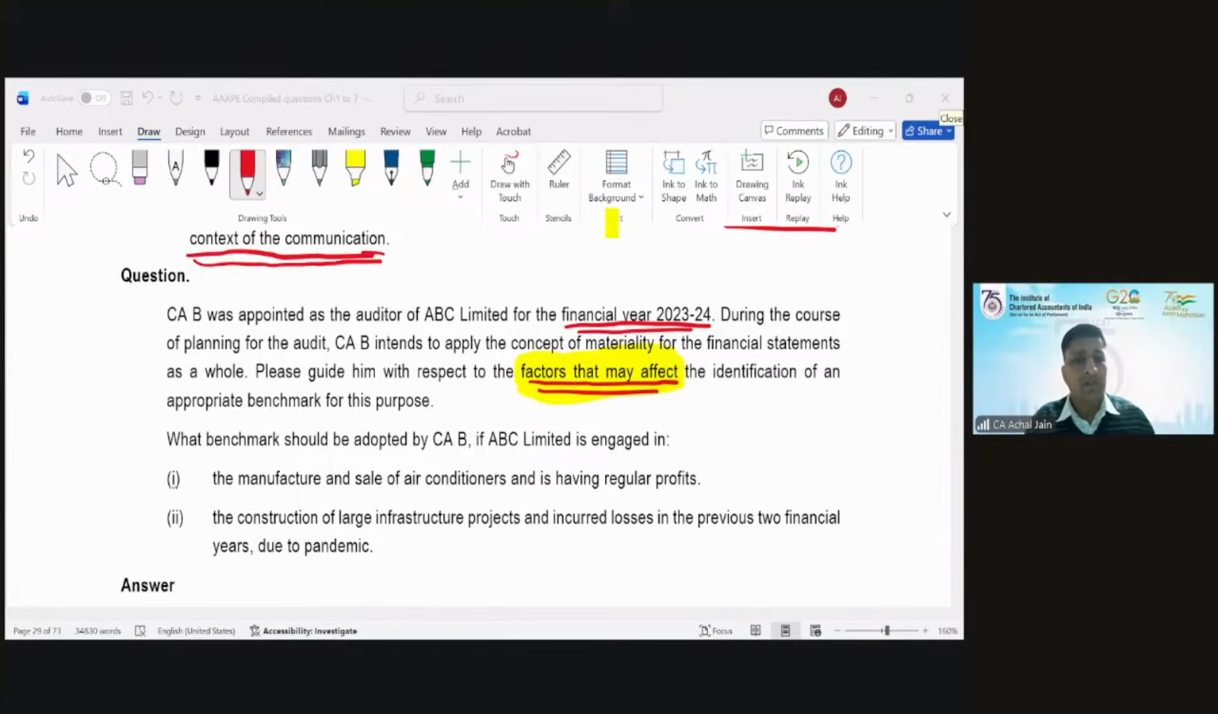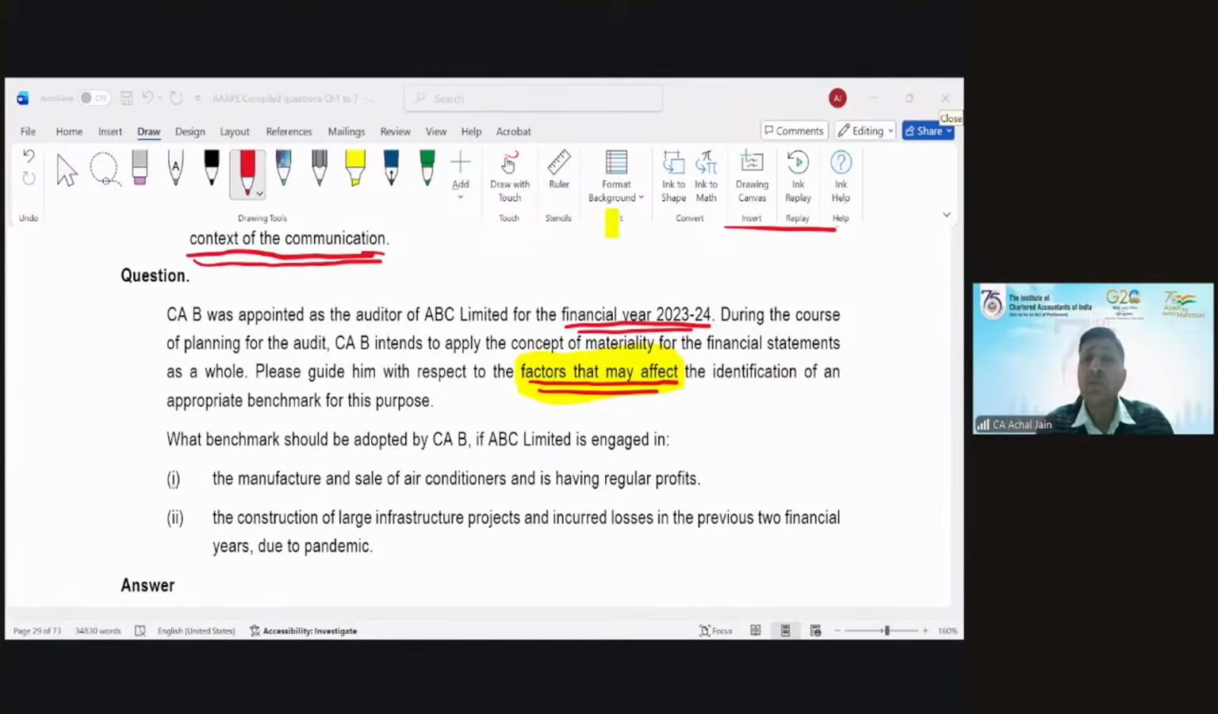Okay, so considering that situation, we need to comment as to what will you do in terms of selecting a benchmark. Okay, so let's suppose the nature of the business is manufacturing and sale of ACs, and they are having regular profits, means the profits are quite stable. Okay, so which benchmark you'll select? If let's suppose the company is engaged in construction of large infrastructure projects, okay, and incurring losses, and it's been 2 years due to pandemic.